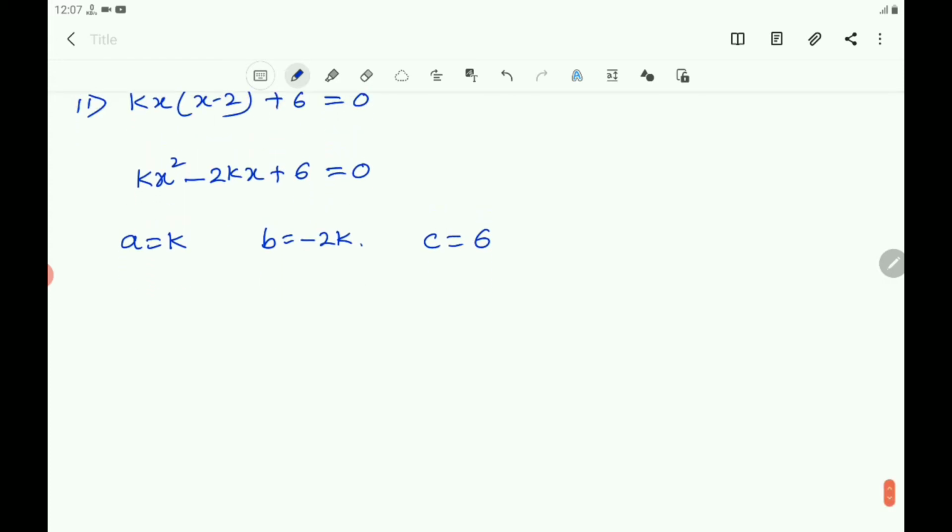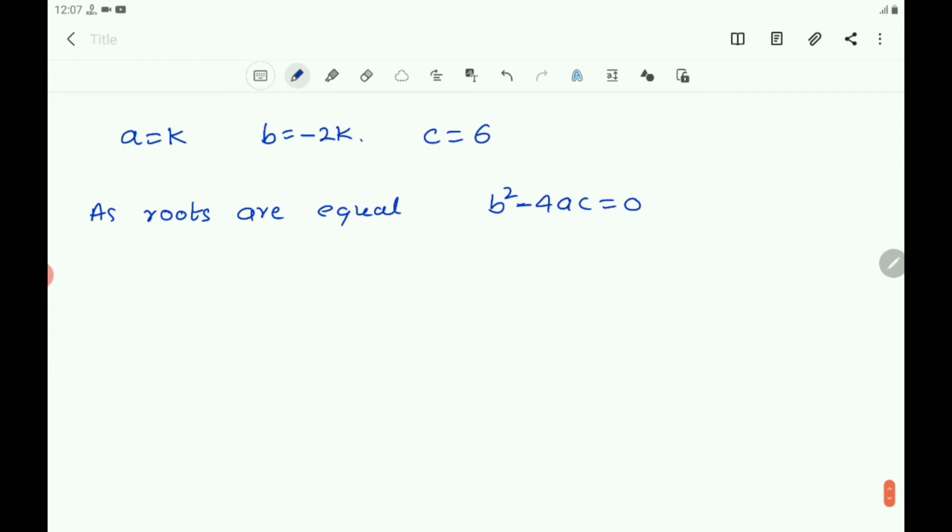Then it is given that roots are equal. So you write, roots are equal, b square minus 4ac equals 0. B is minus 2k whole square minus 4, a is k, c is 6, equals 0. So you get minus 2k whole square is 4k square, minus k into 4 into 6. You will get 6 4s are 24.